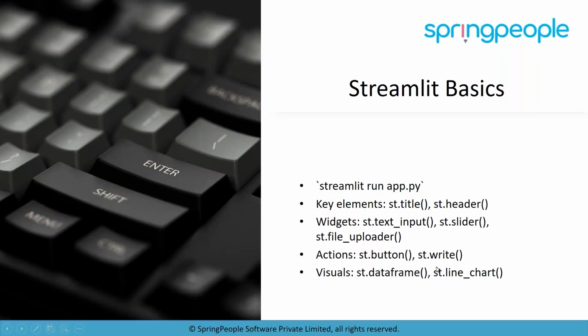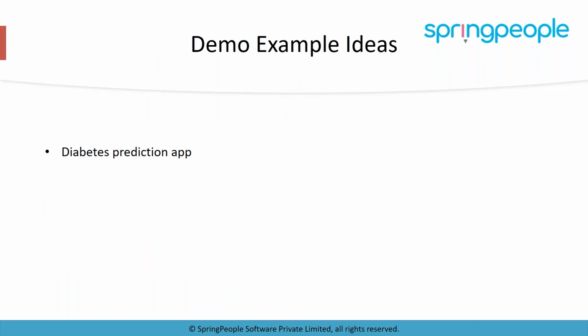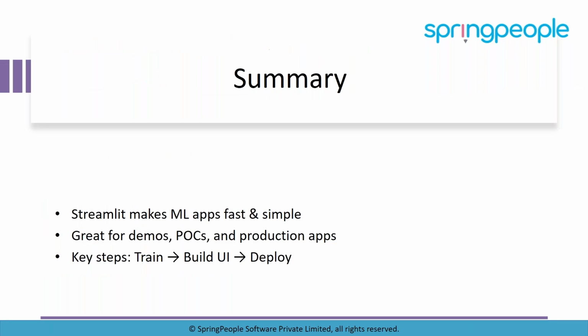Yes, so we have done all these visualizations with line charts, everything, and loaded the trained ML model. We accept the user inputs, like sliders. We have given the input with the sliders, applied the pre-processing and done the predictions, and we can display all those things with the charts. So this is how we are predicting, and we have done a diabetes prediction application. Just like we trained this model, we built this UI, the user interface components, and we deployed it also.